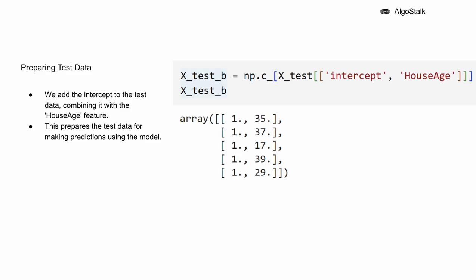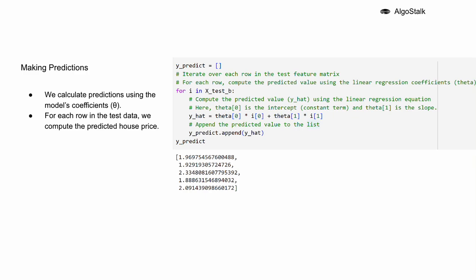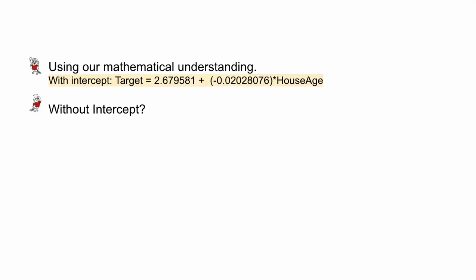We add the intercept to the test data and combine it with the house age feature. This prepares the test data so we can use our model to make predictions. We calculate predictions using our model's coefficient theta. For each row in the test data, we compute the predicted house prices based on these coefficients. Using our mathematical understanding with the intercept, the equation is target equals 2.679 plus minus 0.0202 multiplied by house age.